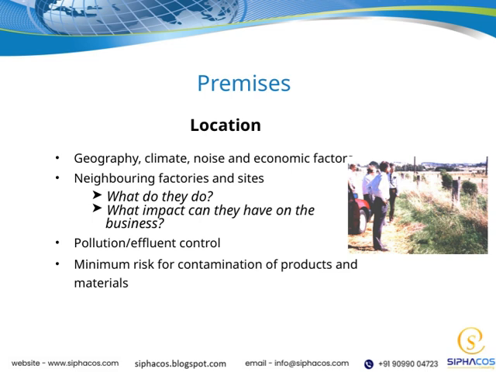Pollution and effluent control are key aspects here. We need to ensure we have measures in place to minimize environmental impact and prevent pollution. This is not just about compliance, but also about maintaining our reputation and sustainable practices. Finally, the premises themselves should be designed to reduce the risk of contamination. This means implementing proper layout, controls, and safety measures to protect our products and materials from any potential sources of contamination. All these factors together help us create a safe, compliant, and efficient operational environment.